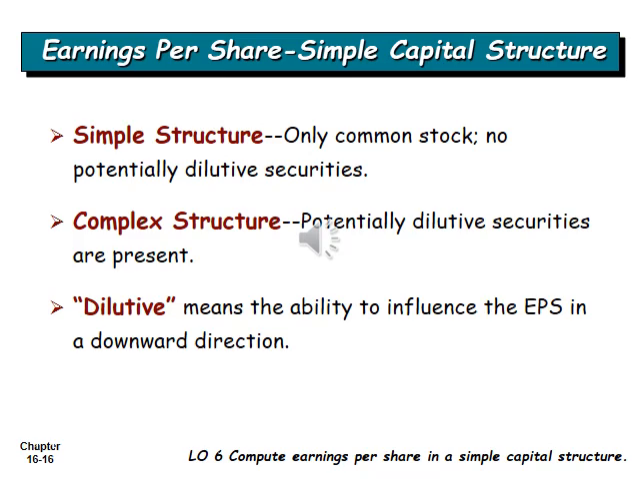But if we have convertible bonds or convertible preferred stock, in this case we call it complex capital structure, and we have to determine what we call diluted earning per share. It means the ability to influence the basic earning per share in a downward direction. It means that the diluted earning per share will be lower than the basic earning per share.